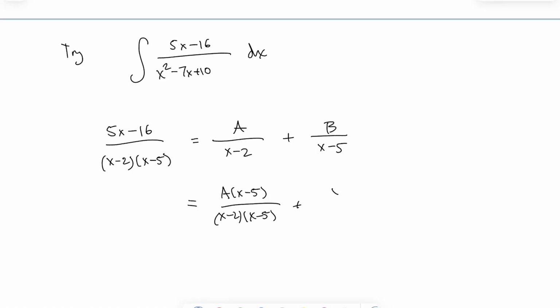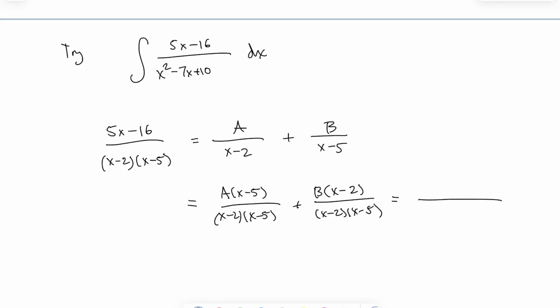And the second one we have to multiply by x minus 2. So it's b times (x minus 2) over the same thing. All right, combine them together into one fraction. They already have the same denominator, so we're just going to add the numerators.